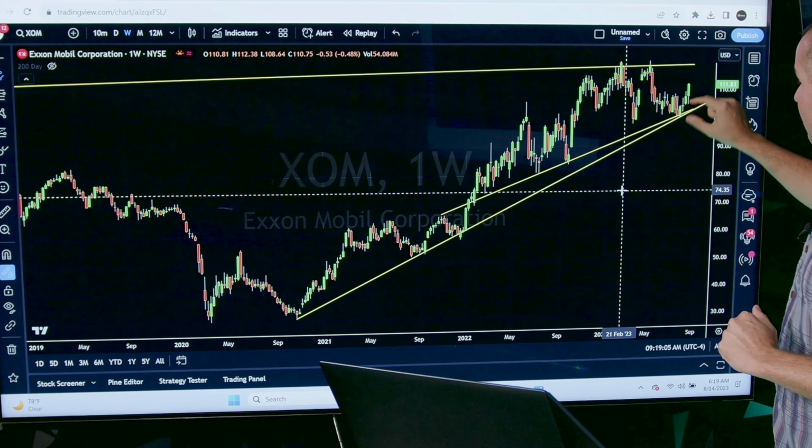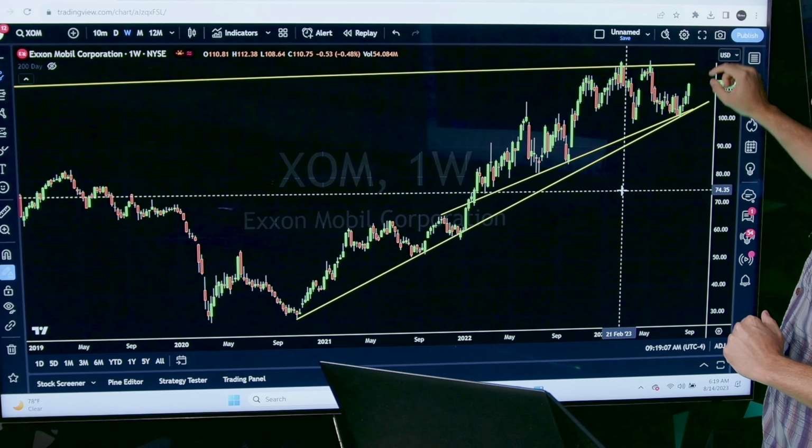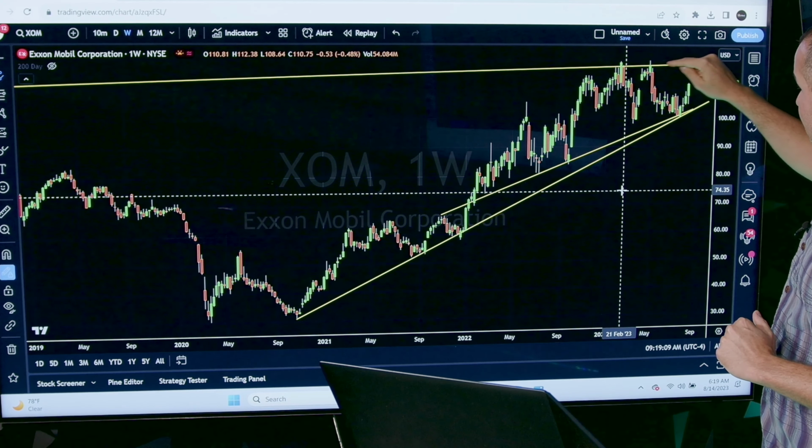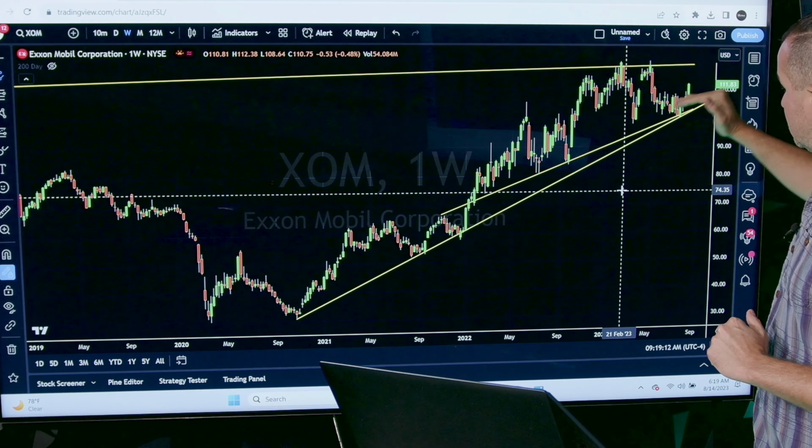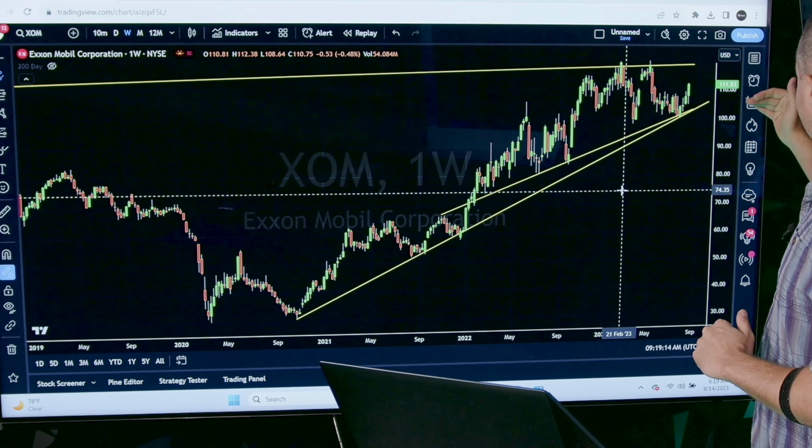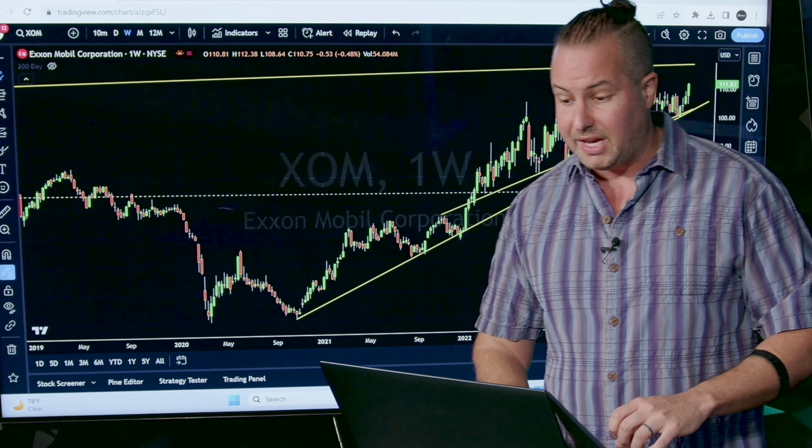And look at what Exxon's done, right? This is the weekly chart. So now it's had 4 up weeks in a row. Now, again, if it comes up to this level, that's going to be a major resistance level, and that could be your shortable level. That looks like it's right around 115 to 120 in that upper range.